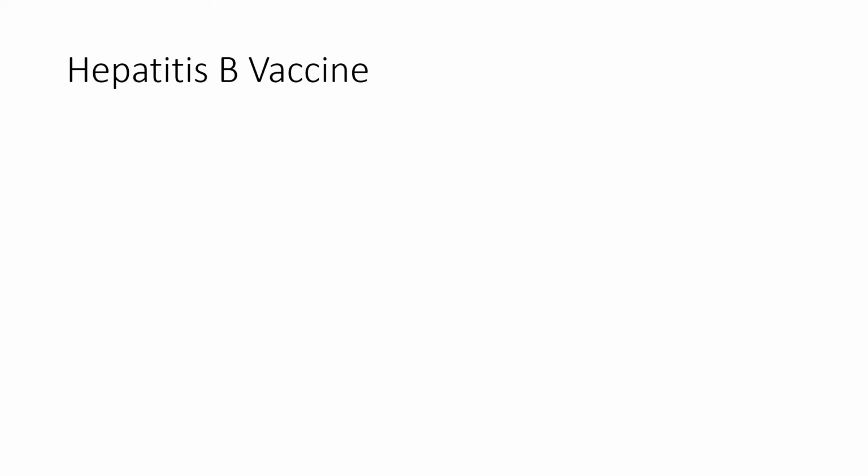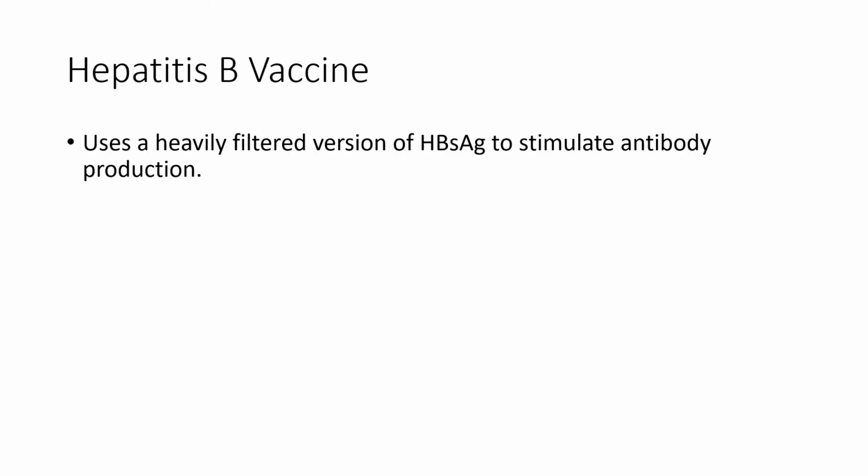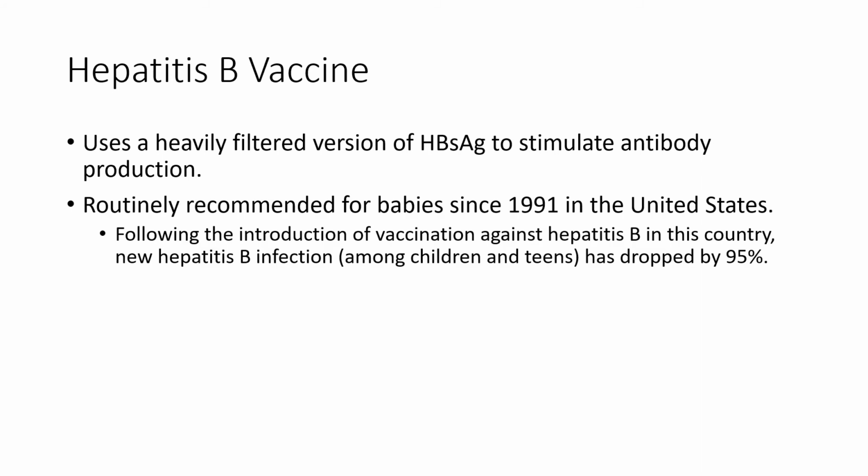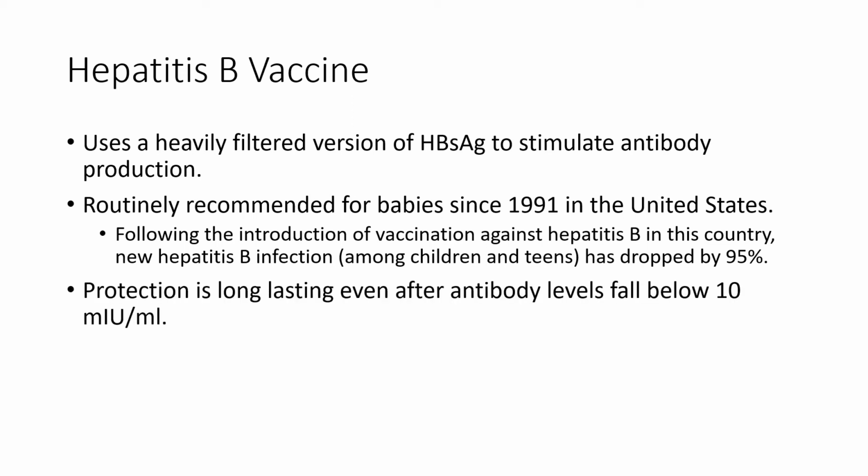The hepatitis B vaccine was developed by the man who discovered the virus, Dr. Blumberg, and essentially what it consists of is a high concentration of hepatitis B surface antigen. So that's administered to a patient, and it stimulates antibody production. It's been routinely recommended for babies in this country since 1991, and ever since we've used it, we've seen a reduction in hepatitis B cases among children and teens by 95%. So it's a very effective vaccine. And it appears that protection is long-lasting even after antibody levels fall below 10 milli-international units per mL.